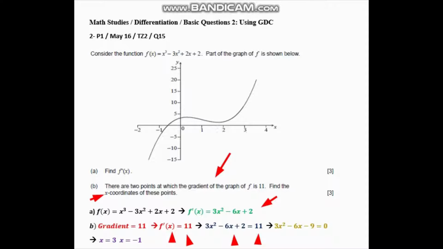In order to solve this blue equation, I can either do it manually or by the GDC. Using the GDC requires that I first set the equation to 0, as in the gold equation right there. I simply did this by taking this 11 to the left hand side with a negative. So 2 minus 11 gives me negative 9. So I shall use this gold equation, I shall write it down on my calculator, graph it, and find the points where the graph cuts the x-axis, or in other words, find the zeros of this gold equation. Let's see how to do that.